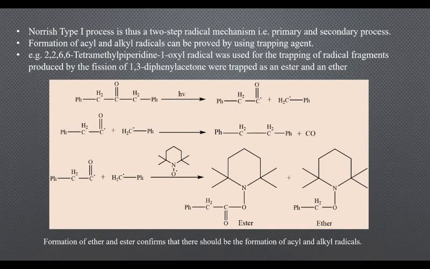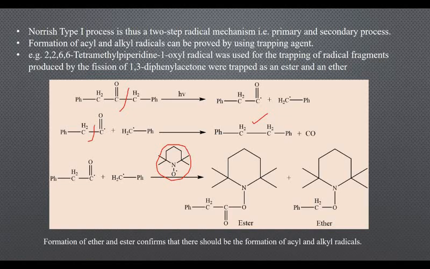Thus, the Norrish type I is a two-step radical mechanism, that is primary and secondary process, and the formation of acyl and alkyl radicals can be proved by using a trapping agent. For example, here is a ketone, the acyl and alkyl radicals are formed. Then after decarbonylation, alkyl radicals are recombined to give alkane. And the formation of these acyl and alkyl radicals can be proved by using a trapping agent.